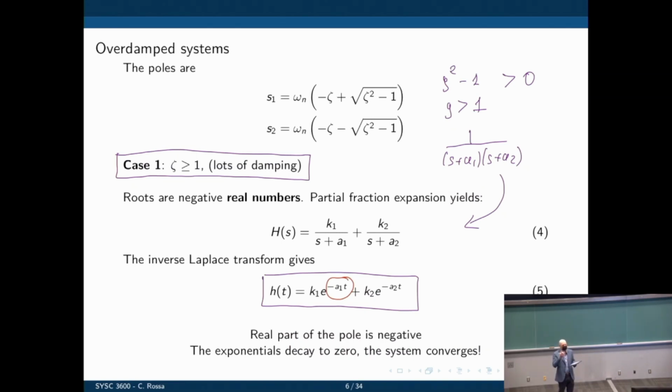Remember, depending on the value of the pole, if the pole was on the left or on the right side, these exponentials wouldn't converge. Here is the same story. For an overdamped system, lots of damping, poles are real numbers, distinct real numbers with negative real parts, and therefore the inverse Laplace transform gives exponentials that decay to zero and the system settles. Are we good? This is very similar to the first order system. It's the same type of time response.